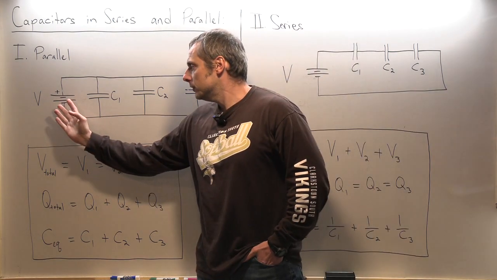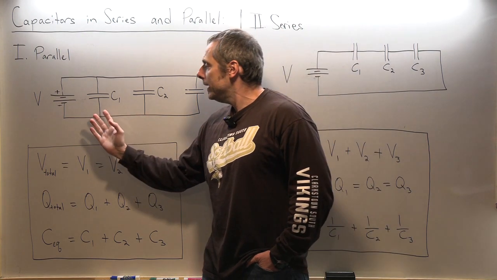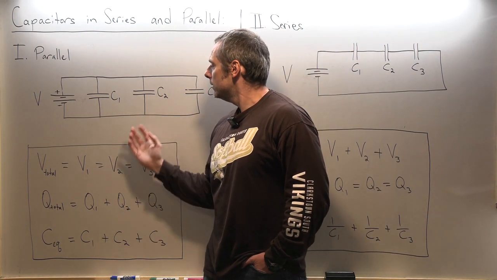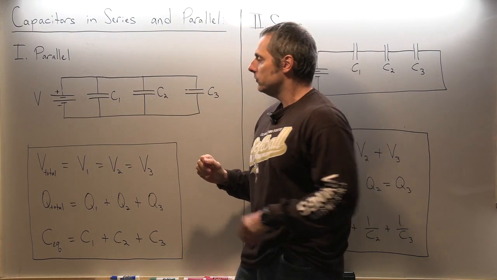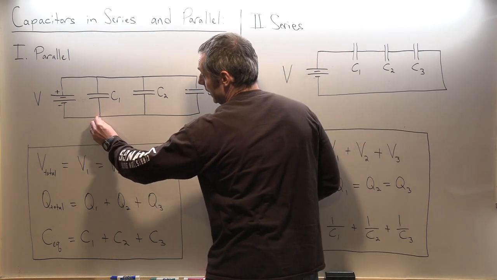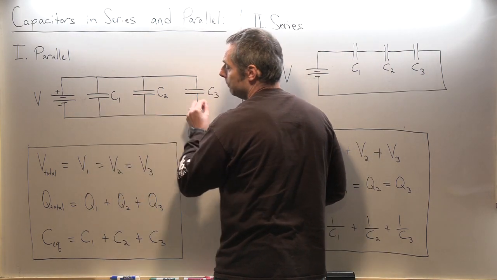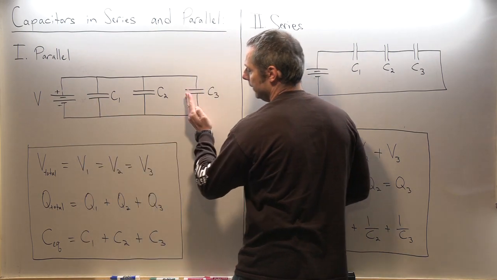So imagine this battery sends out 10 electrons. We might have 5 that go here, 4 that go here, and 1 that goes here. So they kind of split up. That's what this formula is saying. You can't have an electron that goes to both capacitors, or all 3. It's got to choose one of them.